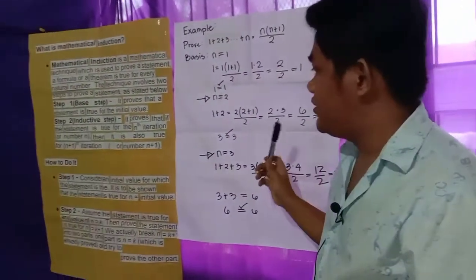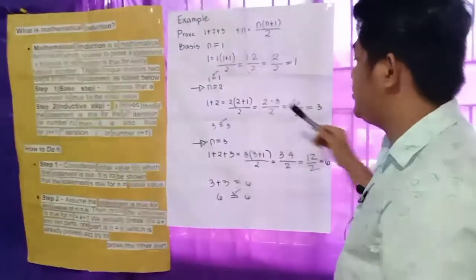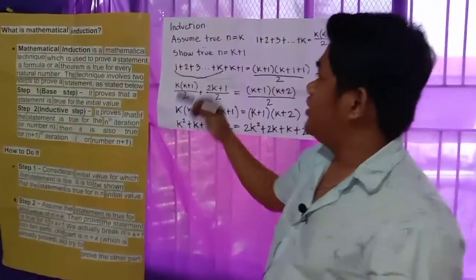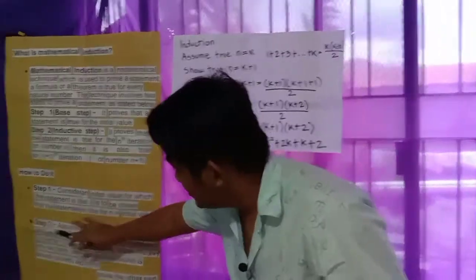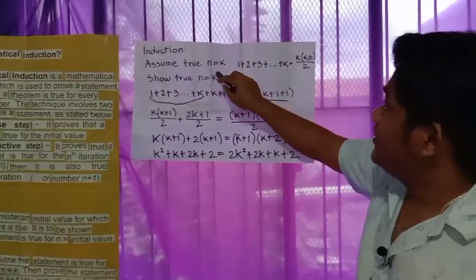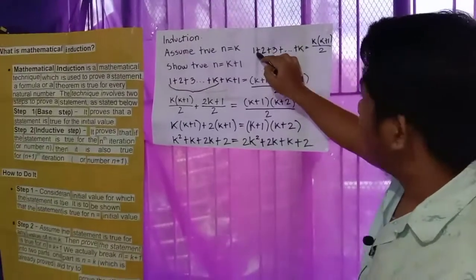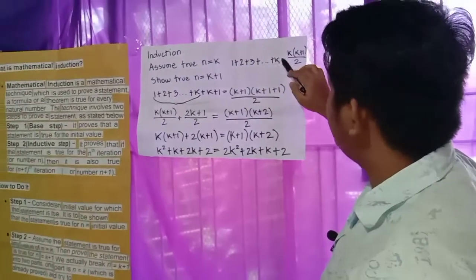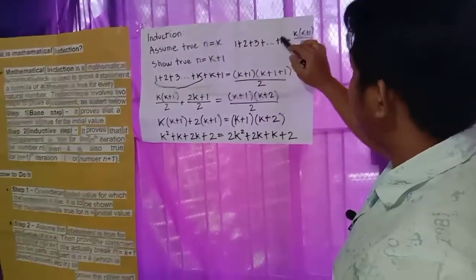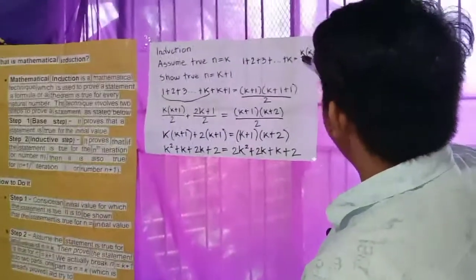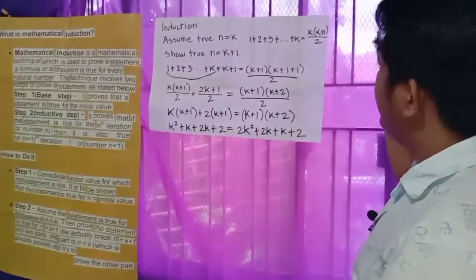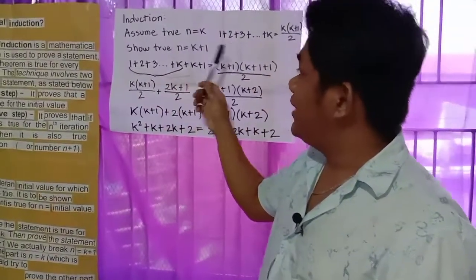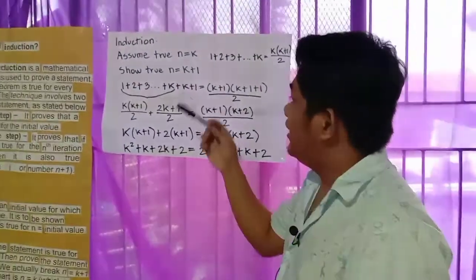So, next, we will move to the inductive step, which is step 2. So, here is the induction step. As we see in step 2, assume that it is true for n equals k. So, copy the given from earlier. So, 1 plus 2 plus 3 plus ... plus k. So, assume n equals k. So, change n to k equals k times (k plus 1) over 2. So, having assumed that, we show that it is true for n equals k plus 1. So, the n now is k plus 1.